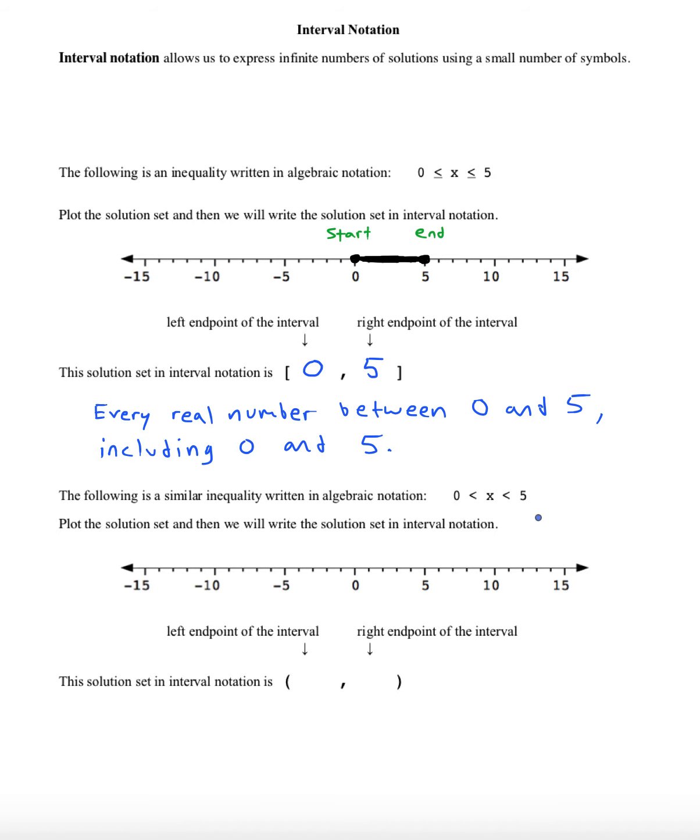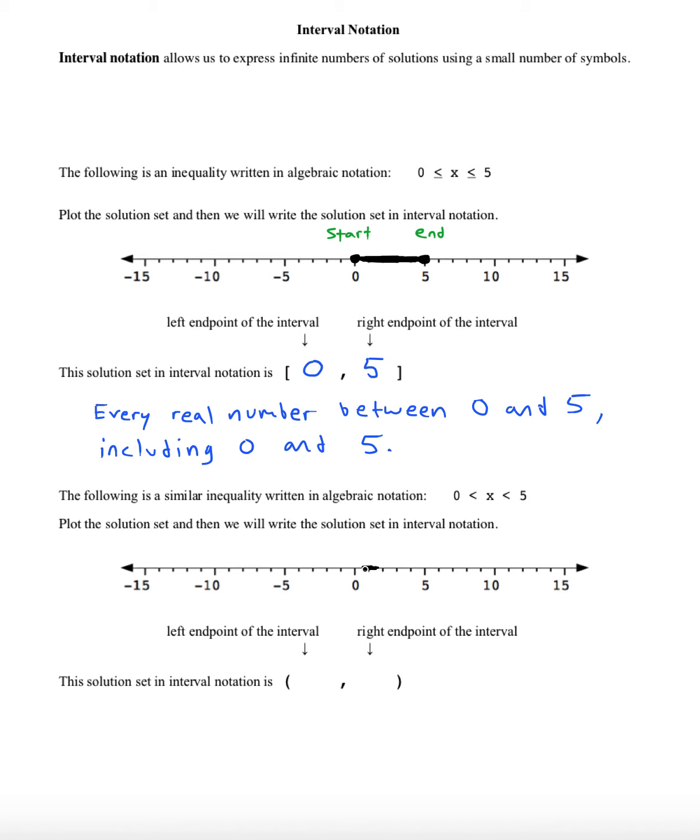Here's a similar inequality. This also says every real number between 0 and 5. But the difference is here we don't have the line underneath the inequality. This means that 0 is not going to be part of the solution set, and 5 is not going to be part of the solution set.